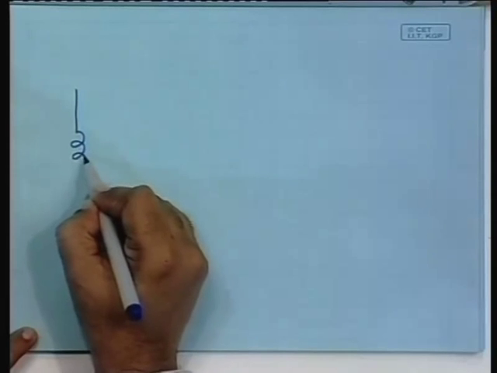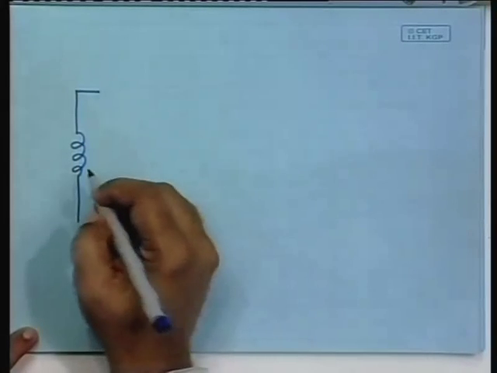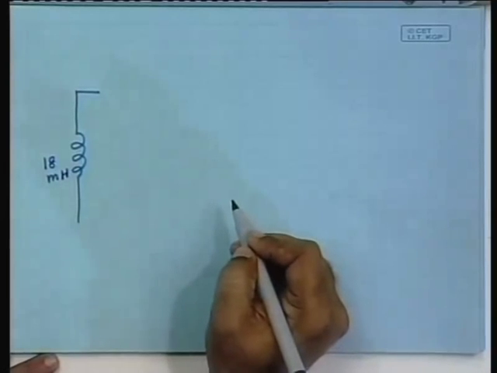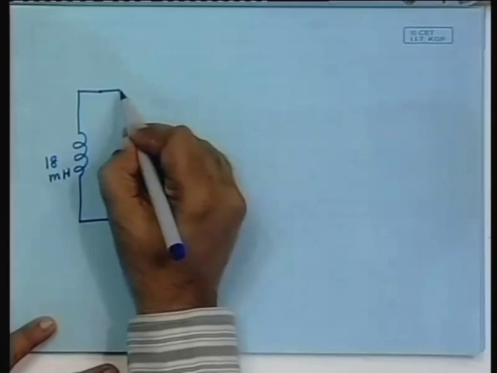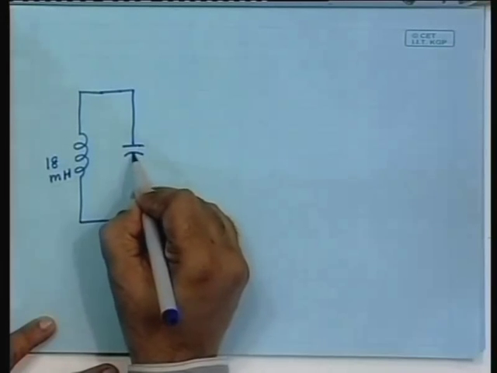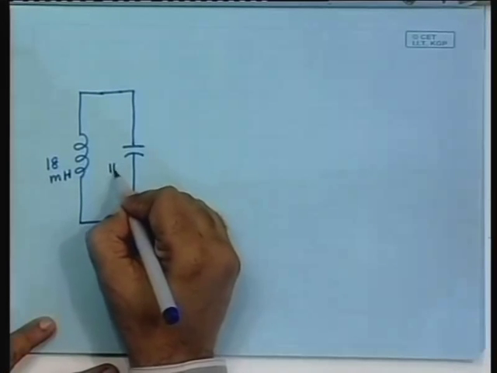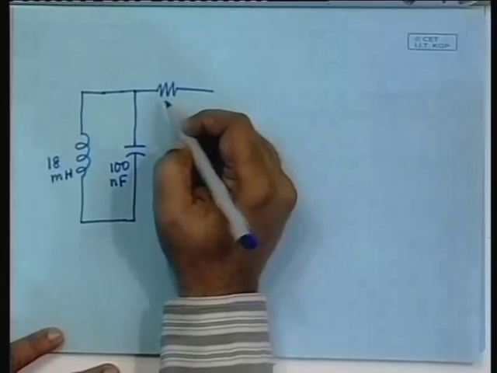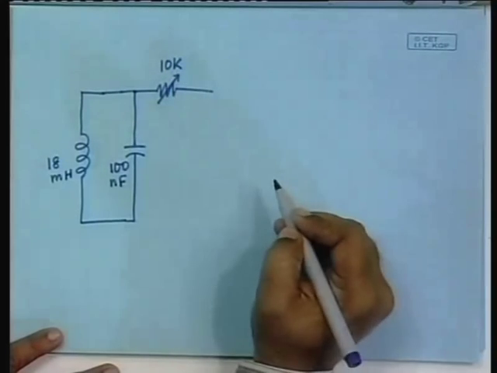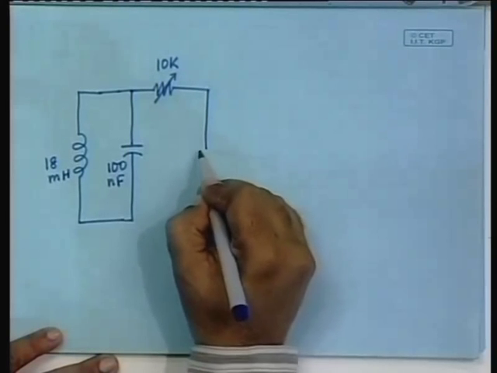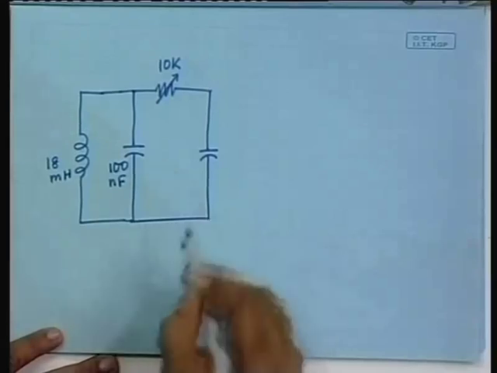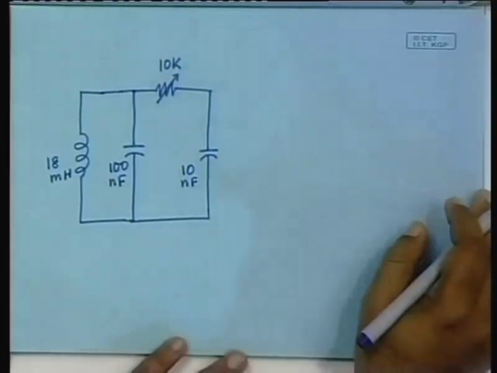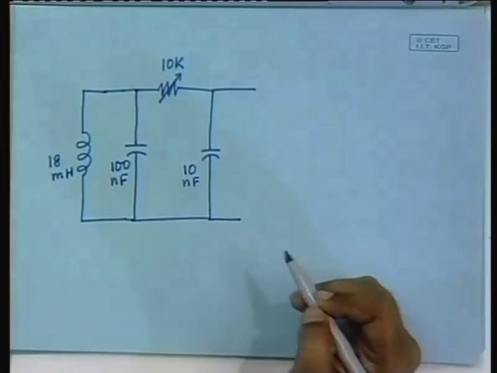Here you have the inductor. If you want to make it, you will need this complete circuit diagram. Is it visible? Yes. This is 18 millihenry. Here there is the capacitor, it is 100 nanofarad. Here there is a resistance which is 10k. Easily available components, there is no difficulty in making it. This fellow is 10 nanofarad. Now comes the nonlinear element that will have this property.